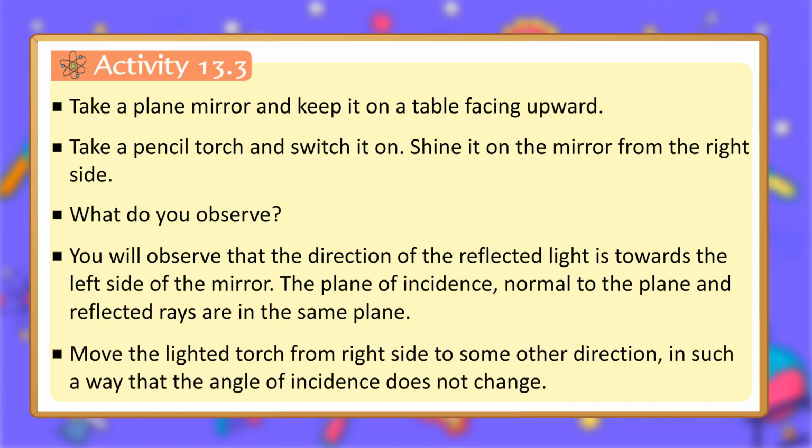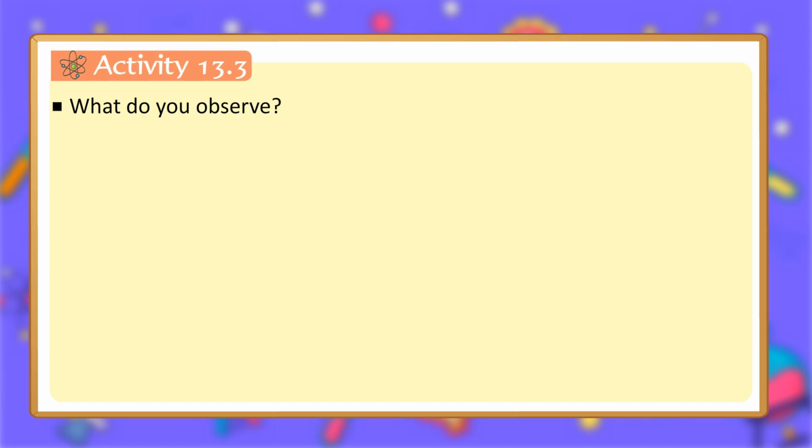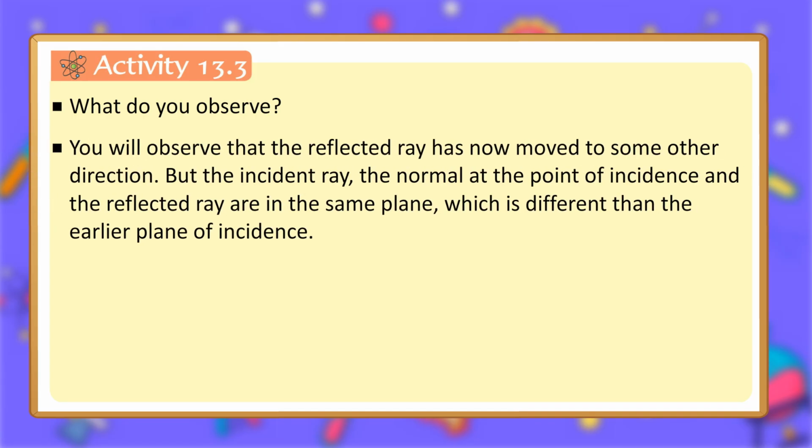Move the lighted torch from the right side to some other direction, in such a way that the angle of incidence does not change. What do you observe? You will observe that the reflected ray has now moved to some other direction. But the incident ray, the normal at the point of incidence and the reflected ray are in the same plane, which is different from the earlier plane of incidence.